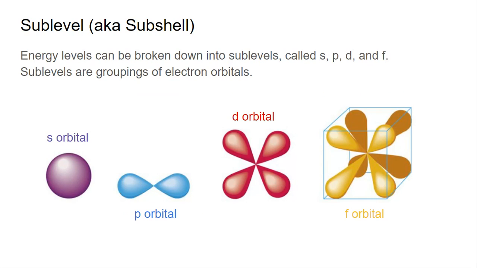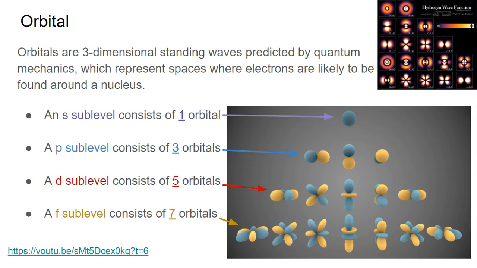The second vocab word I wanted to introduce is the word sublevel, sometimes also known as subshell. All energy levels can be broken down into sublevels. The sublevels are called S, P, D, or F. Sublevels are technically groupings of electron orbitals. And that leads us to the next vocab word, orbital. Orbitals are the spaces where electrons are likely to be found around a nucleus. The orbitals have somewhat bizarre shapes, and these shapes are predicted by quantum mechanics.